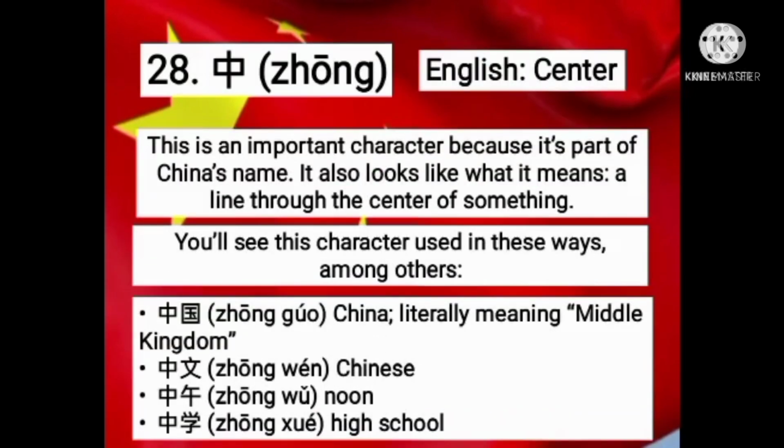28 is Zhong. In English, center. This is an important character because it's part of China's Chinese name. It also looks like what it means, a line through the center of something. You'll see this character used in these ways among others. For example, Zhong Guo means China, literally meaning Middle Kingdom. Zhong Wen means Chinese. Zhong Wu means noon. Zhong Xue means high school.